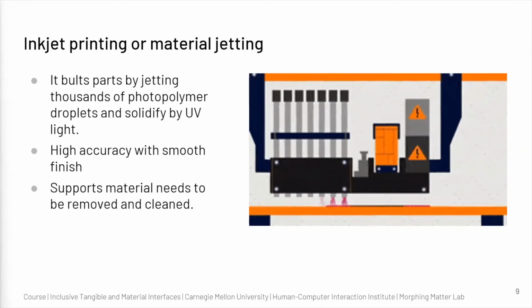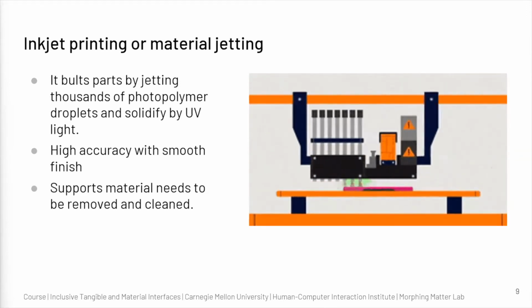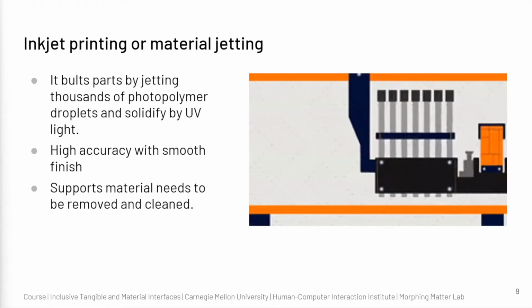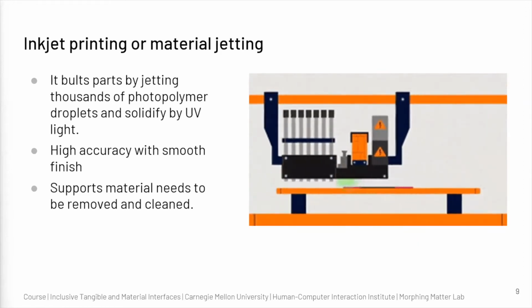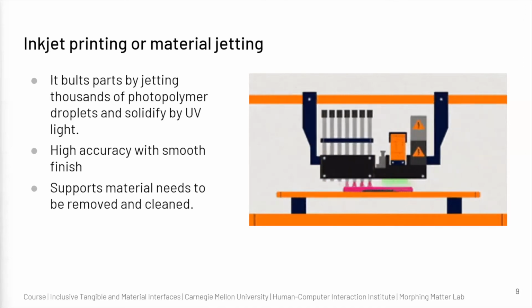Here, I'm showing a GIF in which the material is jetted through multiple heads, and the green is the UV light that shines over it. So your photopolymer gets completely polymerized and becomes solid using the UV light.